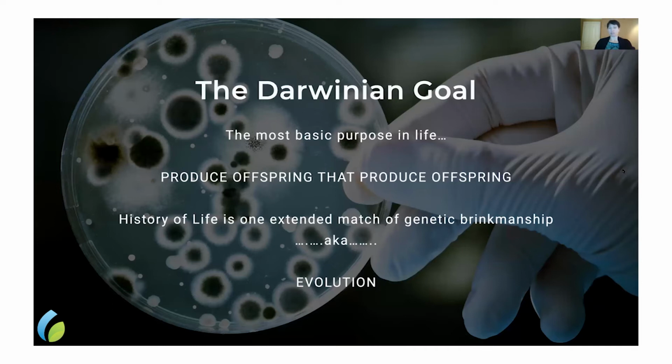Now, that's important because we're going to speak about the Darwinian goal or the purpose of life. So being the most basic life form on the planet, bacteria adhere exclusively to the most basic purpose in life, which is to produce offspring that in turn produce offspring. So the history of life is really one extended match of genetic brinkmanship, also known as evolution. As we've started from these single-celled simple organisms, the ability to increase our chances to live, to have offspring, has allowed our genomes, or has forced our genomes, to evolve to what we consider today with higher order primates and other sophisticated animals that we see on the planet.